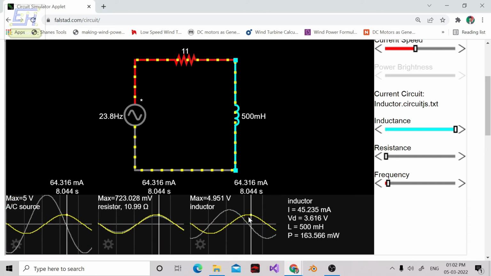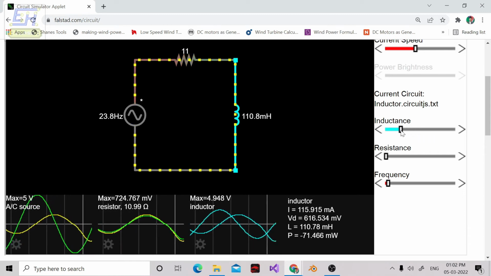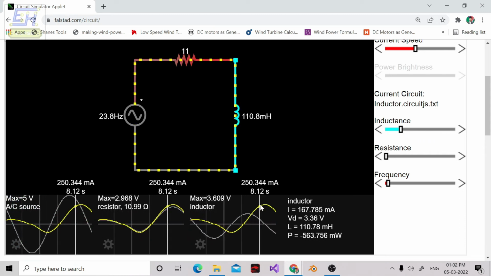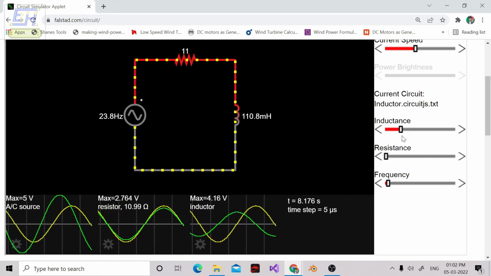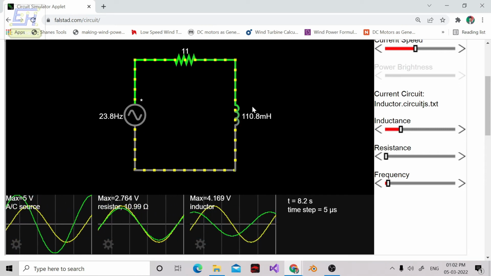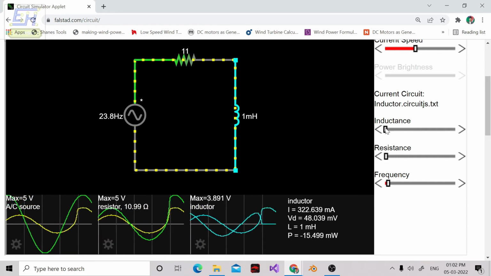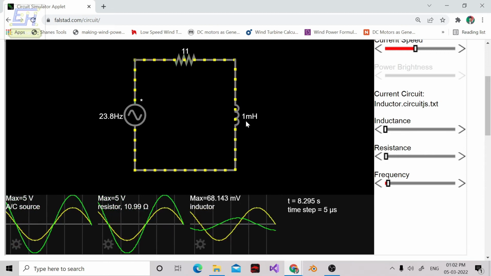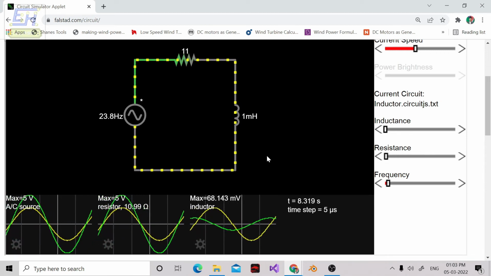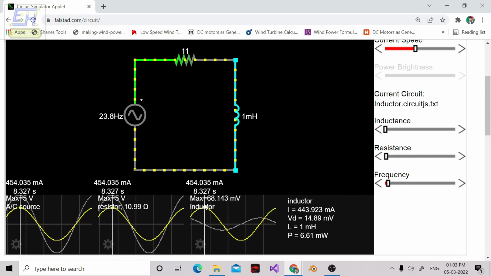You can see that around 65 milliamperes is flowing, and if we reduce the inductance, a higher current of 260 milliamperes is flowing, because the inductive effect is now being lowered. Even at lower values of inductance, you can see that a higher current is flowing, definitely, because the inductive effect is now reduced, and so a very high current will flow, something like 450 milliamperes.